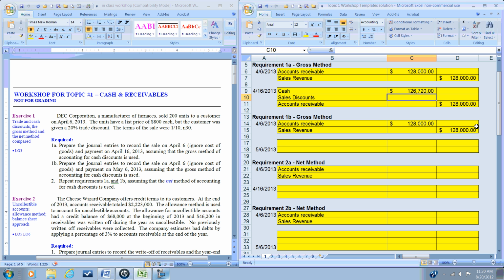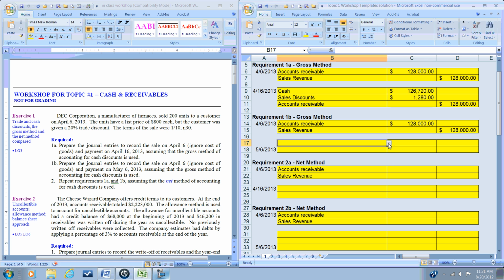and the amount is going to be for the invoice amount less the cash payment. This sales discount will be used to offset revenue. The gross amount of revenue from this transaction is $128,000. The net amount will be $126,720, the revenue minus the discount.